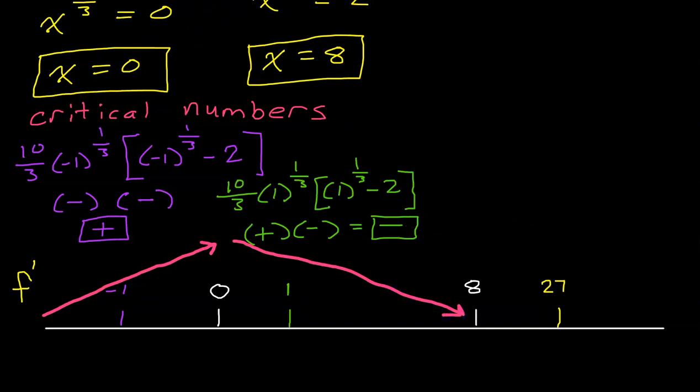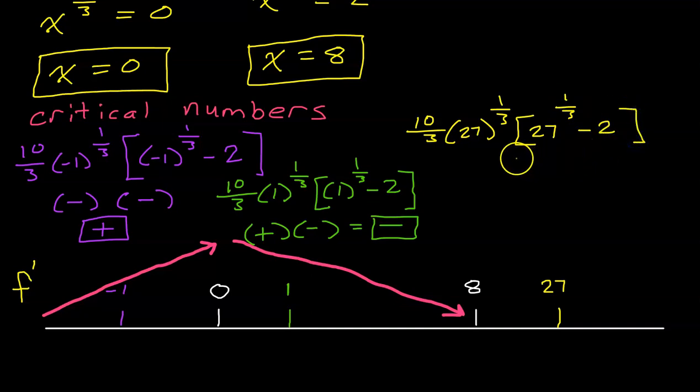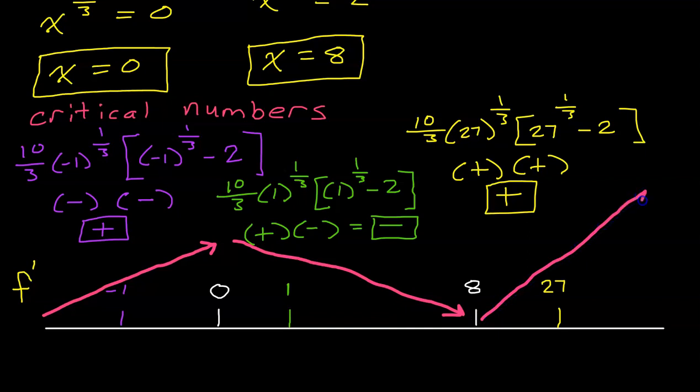And finally, the 27. So I'm going to have 10/3 times 27 to the 1/3 power, and 27 to the 1/3 power minus 2. Okay, well, out in the front, this is all positive. So I'm definitely going to have a positive going on out there. And then inside of the parentheses, 27 to the 1/3 power is 3, because it's just the cube root of 27. And 3 minus 2 is 1, positive 1. So I'm getting an overall positive value in this interval, which tells me that the function is increasing during this interval.